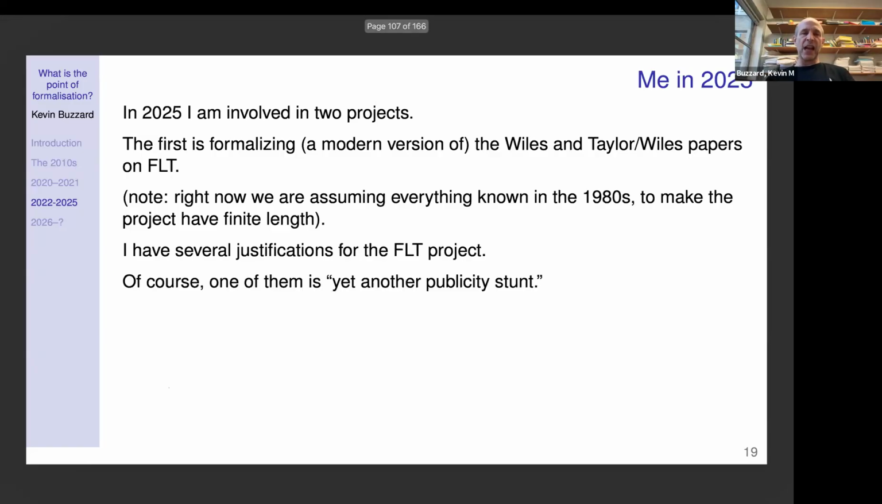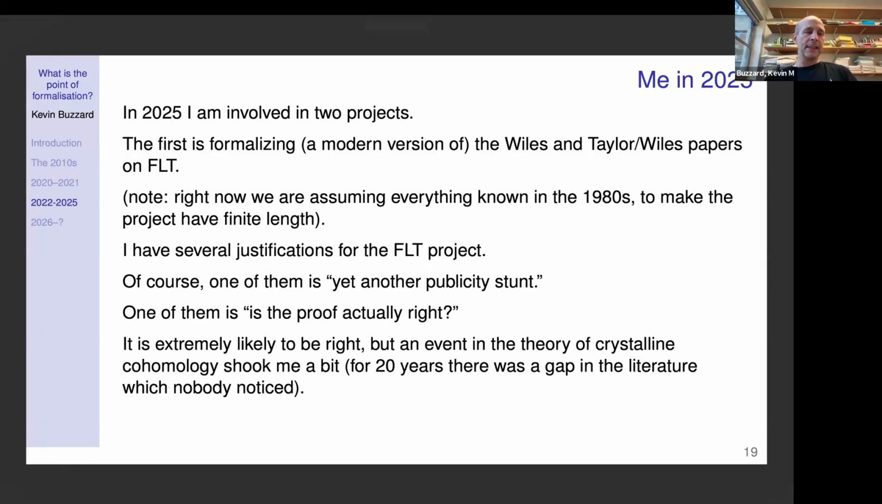And the justification I gave when I was proposing it was obviously another publicity stunt, because Fermat's Last Theorem is a big theorem. But another question you can ask is, is the proof actually right? I claim that Langlands has gone off the rails a bit, but had it gone off the rails in 1994? There's a question: is the proof actually right? And of course, I absolutely believe it's right.